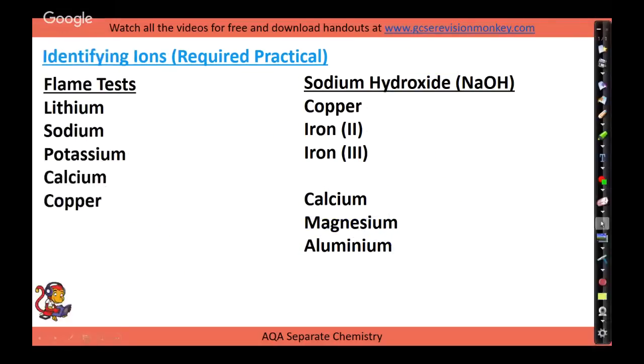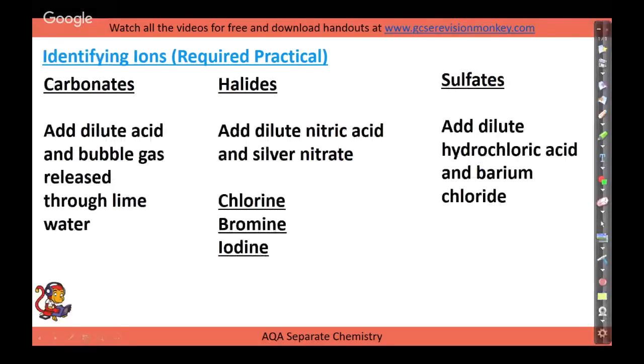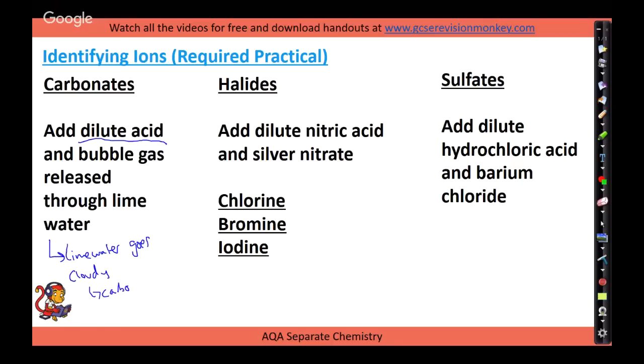And here we go. Last little bit then. The anions, the carbonates, the halides, and the sulfates. To work out whether you've got a carbonate, you would add dilute acid and bubble the gas through lime water. And you've guessed it, if the lime water goes cloudy, you have a carbonate. So it's a positive test for a carbonate if your lime water goes cloudy.